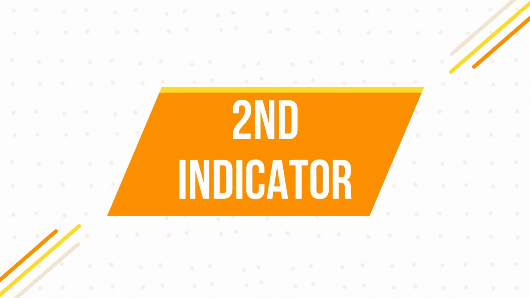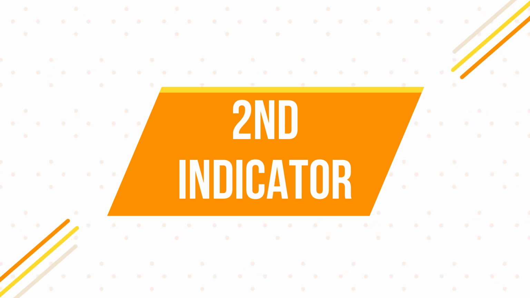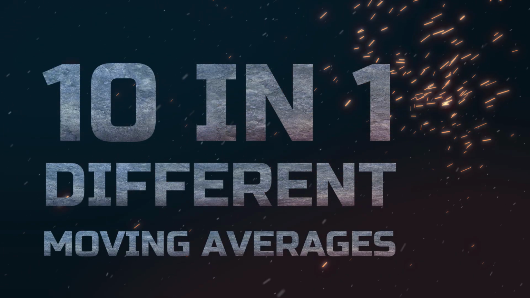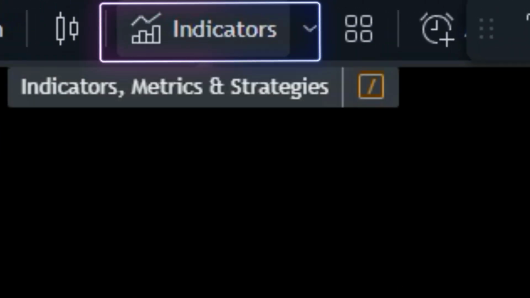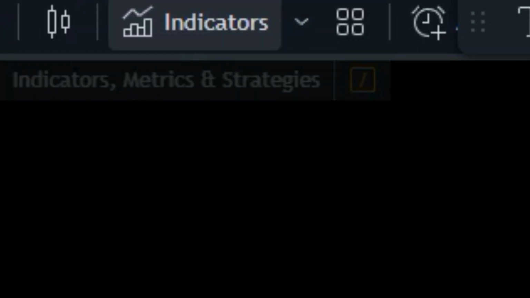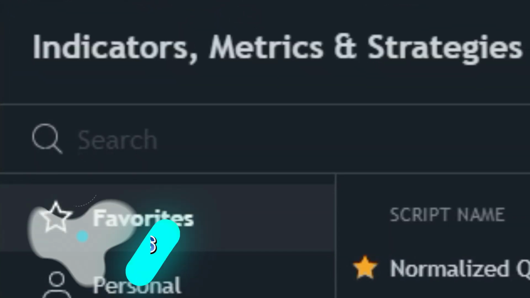Now let's talk about adding the second indicator to boost your chances of success. This powerful tool is called the 10 and 1 different moving averages indicator. It's like having a Swiss Army knife for moving averages. To find it, head back to the indicators tab on TradingView and search for the 10 and 1 different moving averages.